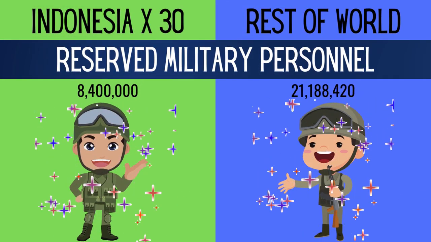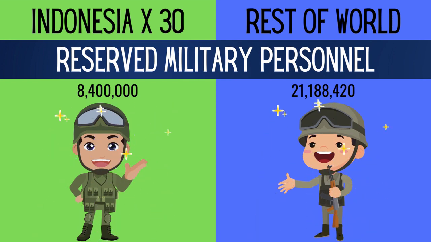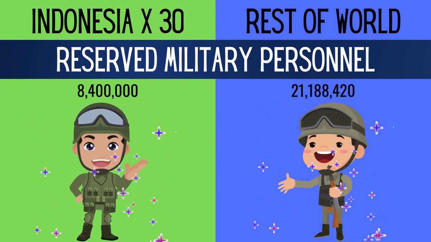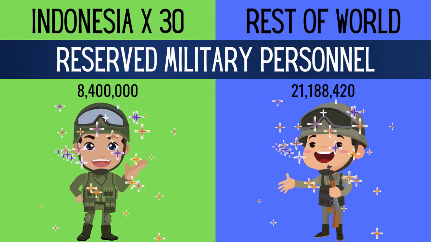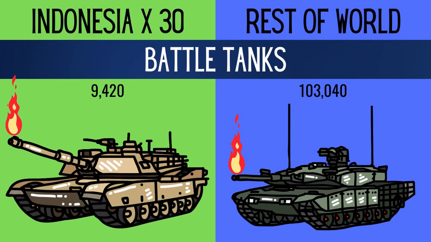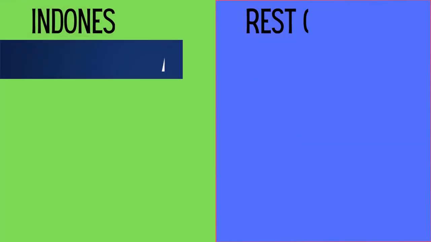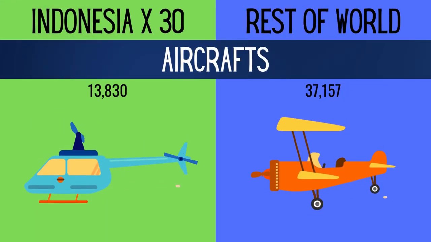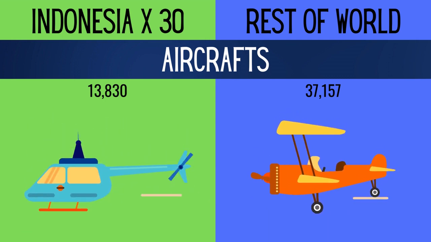There are more than 8 million reserve personnel in 30 Indonesia, and there are more than 21 million reserve personnel in rest of the world. There are 9,420 battle tanks in 30 Indonesia, and there are 103,040 battle tanks in rest of the world. There are 13,830 aircrafts in 30 Indonesia, and there are 37,157 aircrafts in rest of the world.